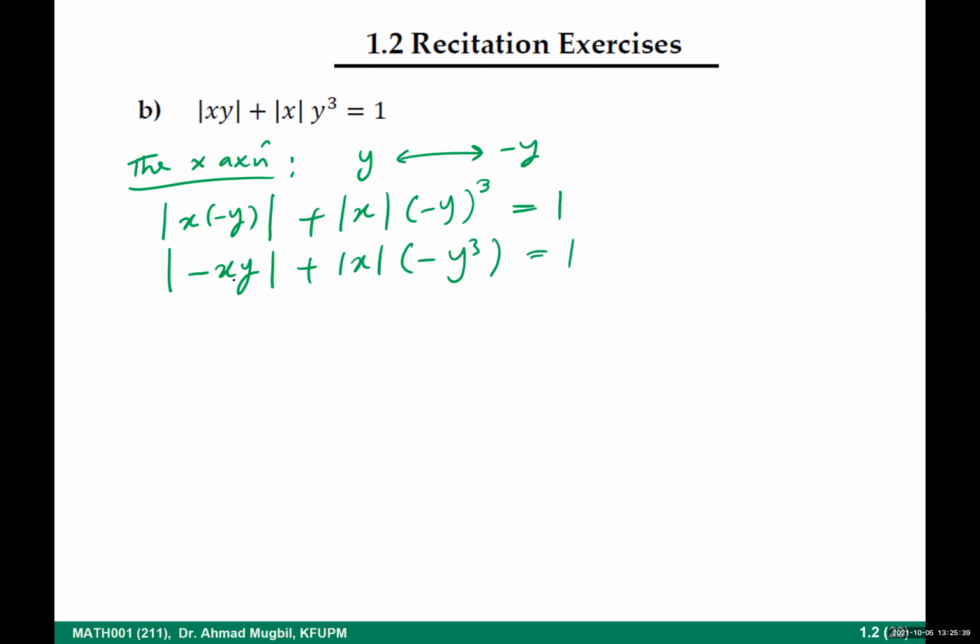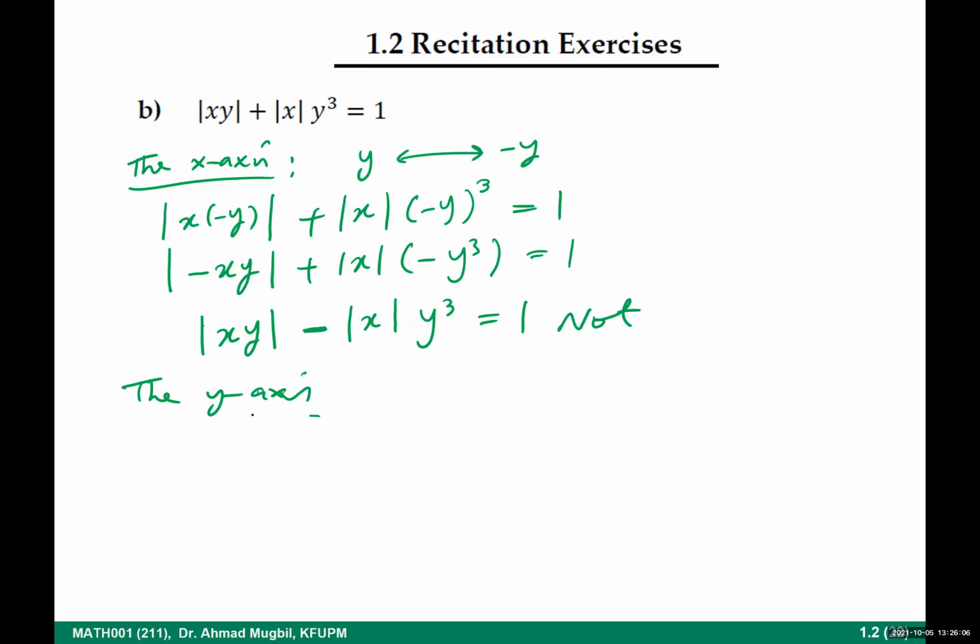Now, the absolute value of negative a is the absolute value of a. So this is what? The absolute value of xy. Plus, this negative multiplied by this positive, it will be minus negative xy to the power 3 equals 1. Is it equivalent to the original one? No. Even if you multiply both sides by negative 1, it will not be. So this is not symmetric about the x-axis.